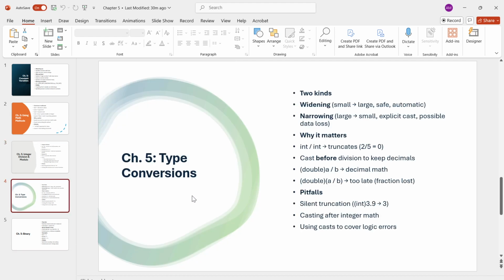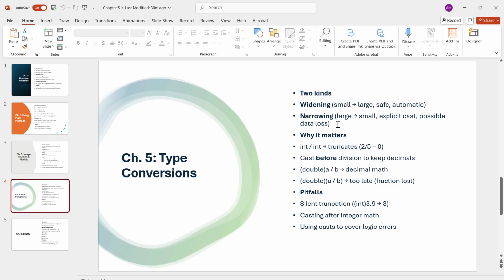Type conversions. So let's talk about type conversions, how Java moves values between types. This matters anytime you mix integers and decimals or go from a bigger type to a smaller one. There are two big buckets. First one is widening conversions. This is where you go from a smaller type to a larger type, like int to double. Java can do this safely and automatically because you're not losing information. For example, turning 5 into 5.0, that's not a problem.